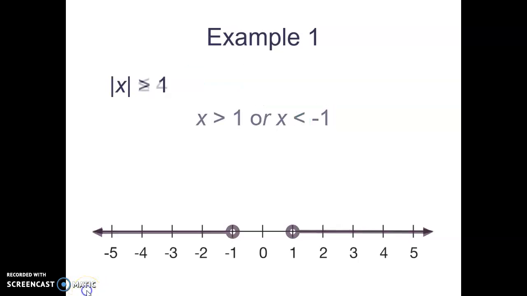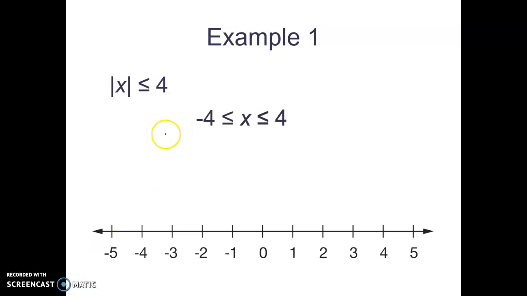That's where we stop. Let's take absolute value of x is less than or equal to 4. We know that x is going to be less than or equal to 4 and greater than or equal to -4. So this is a conjunction. It's going to be less than or equal to 4 and, flip our sign, greater than or equal to -4.